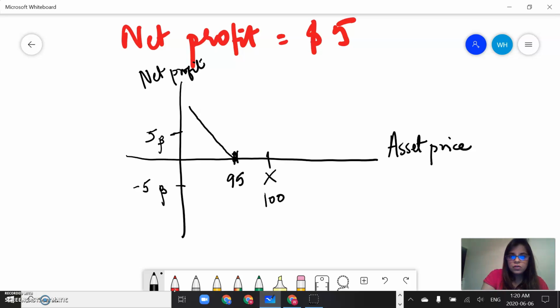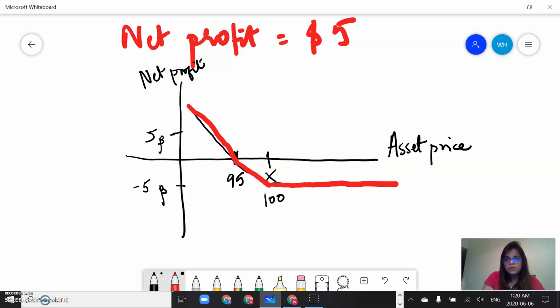Beyond $95, or beyond $100, A chooses not to exercise the option. Therefore, he lets the option lapse, giving A a loss of $5, which is the premium paid. So if there is a fall in the price of the share, the buyer of the put option makes a huge profit.